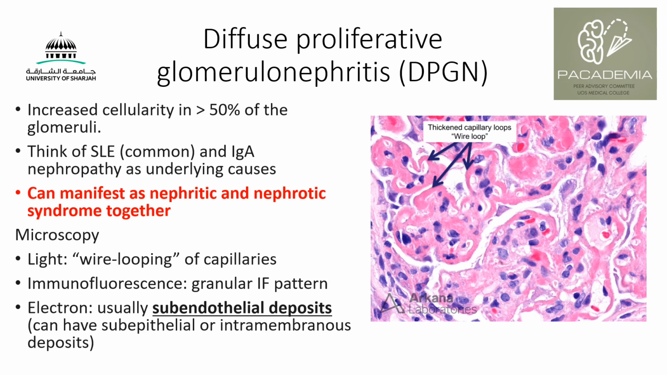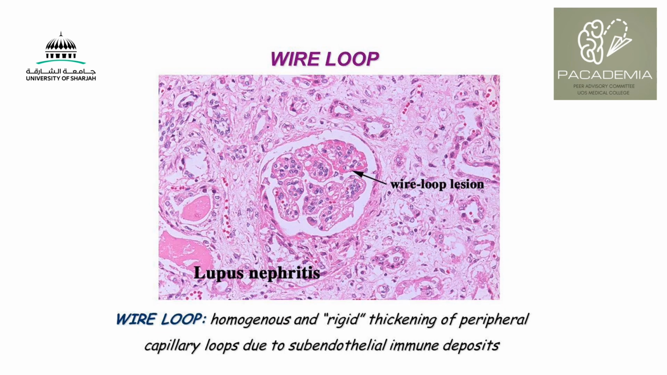Also a granular pattern, like we talked about in diffuse proliferative glomerulonephritis, similar to post-streptococcal glomerulonephritis. And under microscopy, it's also subendothelial. Sometimes it can be subepithelial or intramembranous, but look for subendothelial as a key phrase. Here you can see thickened capillary loops because this is inside the glomeruli. You can see it's thicker; usually it's much thinner. This is a magnified view. There's also another picture where you can see it's much thickened. This one is thickened, though not as much as that one.